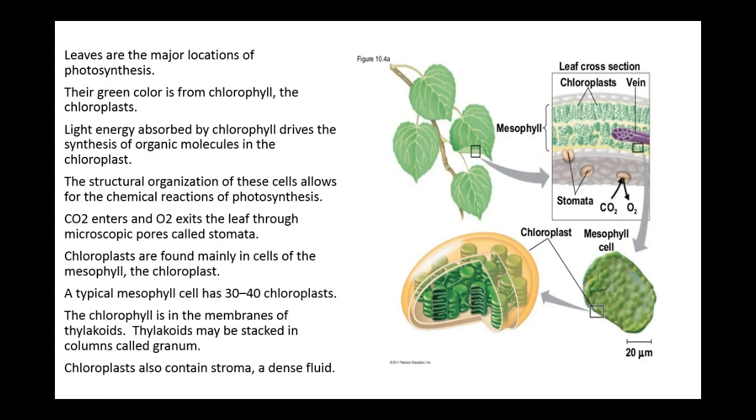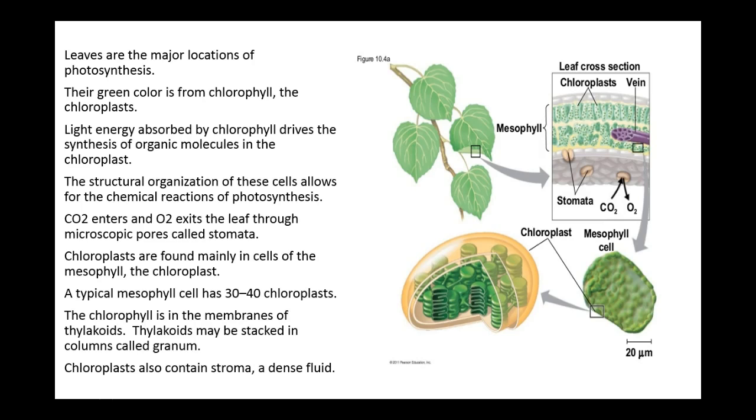Leaves are the major location of photosynthesis. It probably was something that you already came to this chapter knowing. The green color is from chlorophyll and the chloroplasts. The chlorophyll absorbs the light because of special pigments that are able to capture that light, which then drives the synthesis of the organic molecules in the chloroplast.